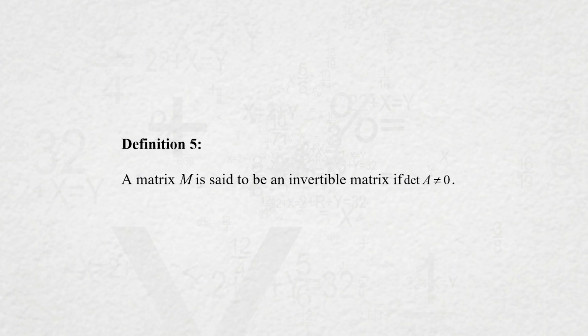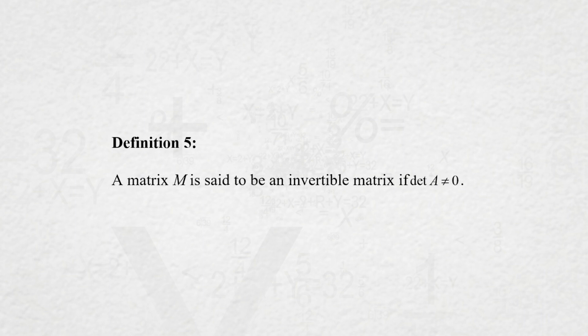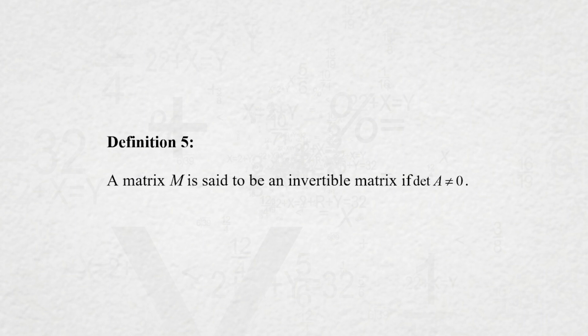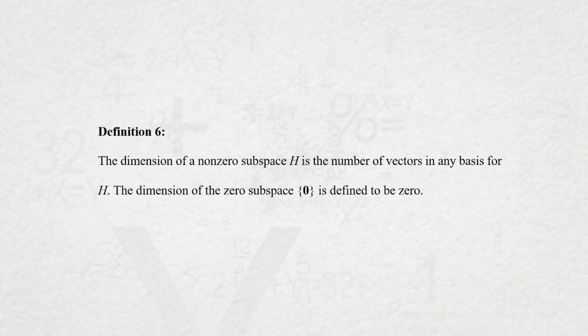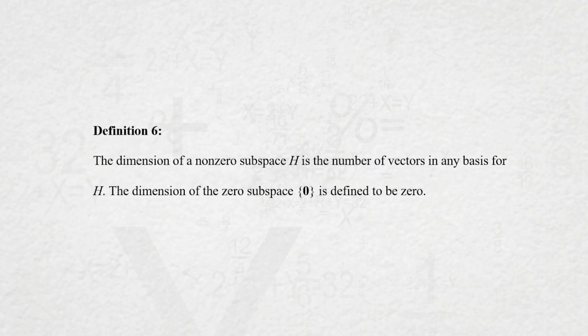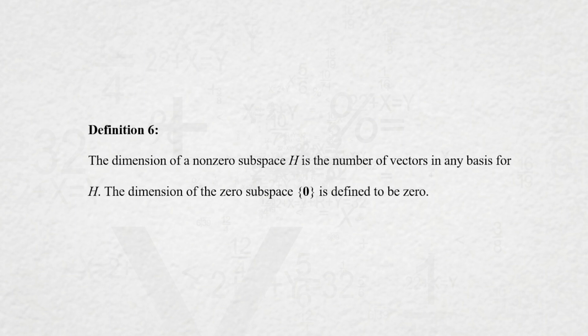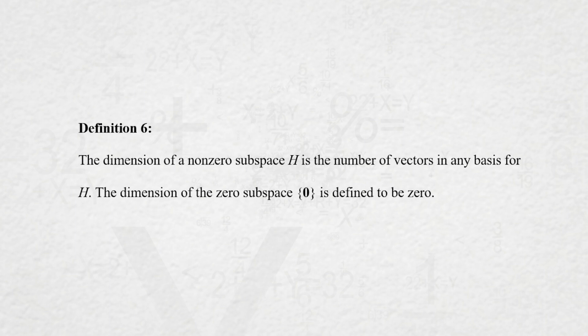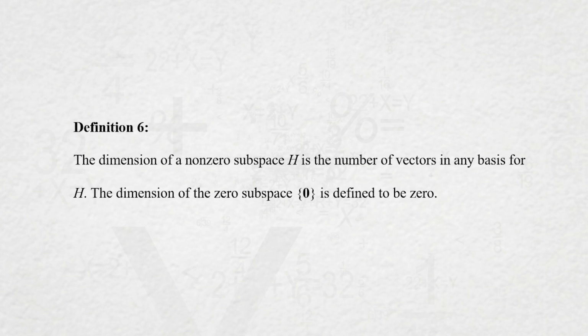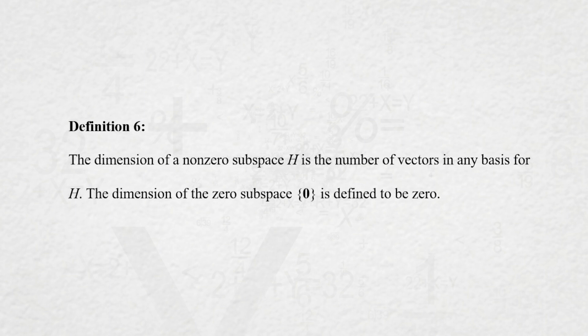A matrix A is said to be an invertible matrix if and only if the determinant of A is not equal to 0. The next definition is about the dimension. The dimension of a non-zero subspace H is the number of vectors in any basis for H. The dimension of the zero subspace is defined to be 0.